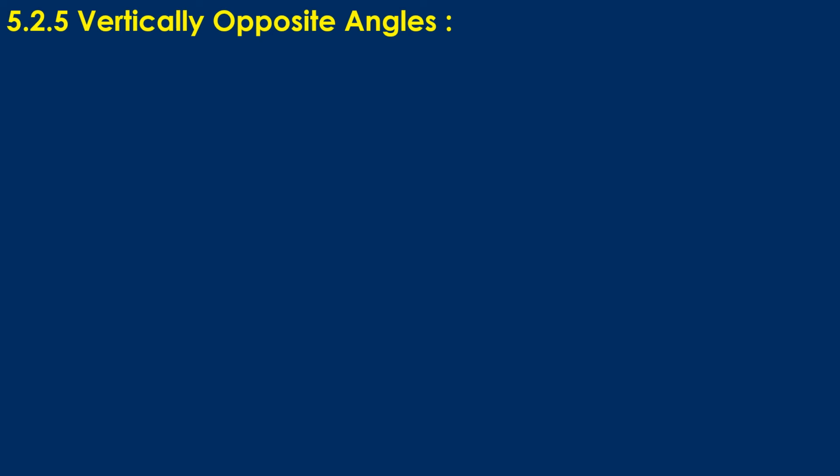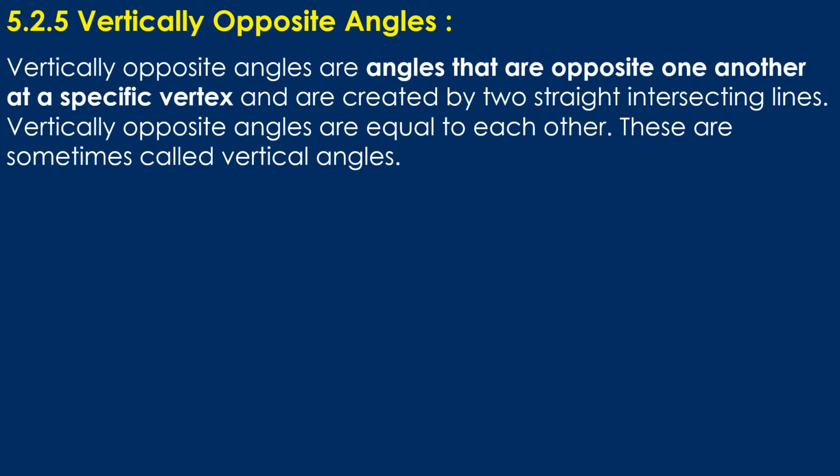The last related angle is vertically opposite angles. So let us understand what vertically opposite angles are. Vertically opposite angles are angles that are opposite one another at a specific vertex, a specific point, created by two straight intersecting lines. Vertically opposite angles are equal to each other. These are sometimes called vertical angles.